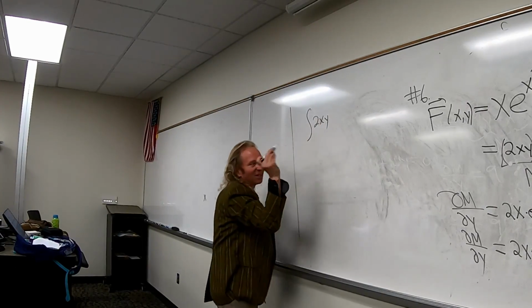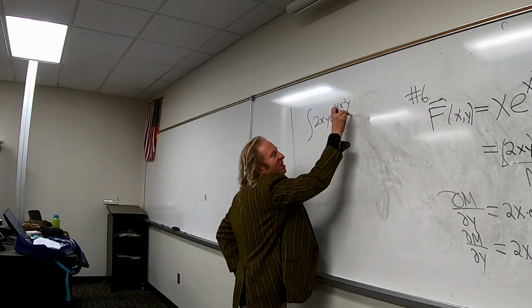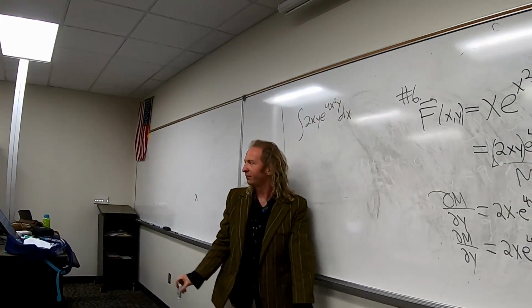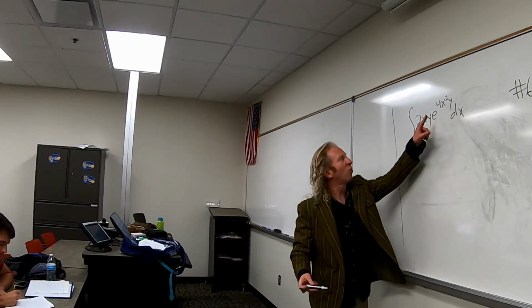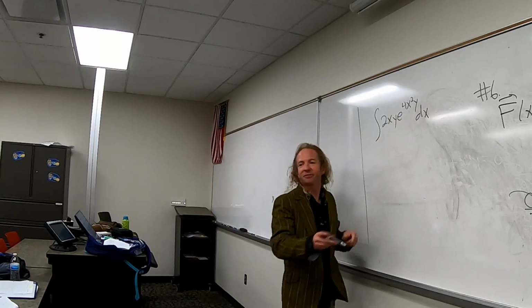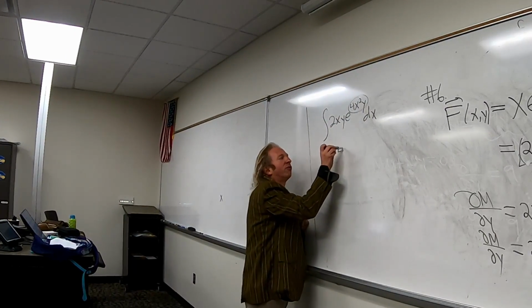The integral of 2xy e to the 4x squared y, dx, with respect to x. Is it dx or del x? No, just dx. We're integrating with respect to x. So we do have to make a u substitution here, right? So we can let u be this piece here. So u is equal to 4x squared y.